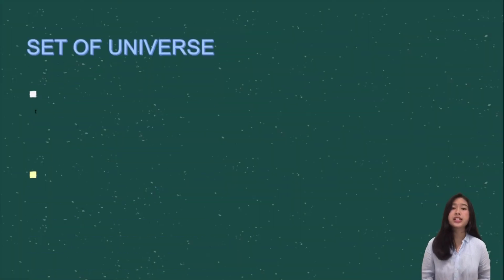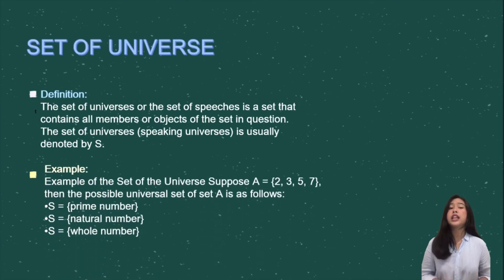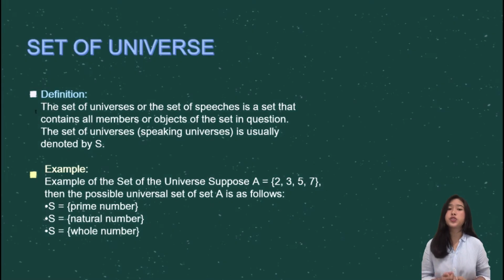Next, the universal set. Definition: the universal set or the set of speech is a set that contains all members or objects of the set in question. The universal set is usually denoted by S.